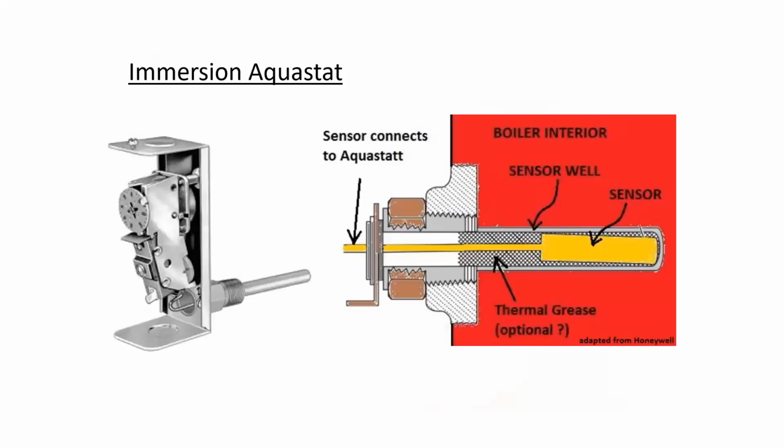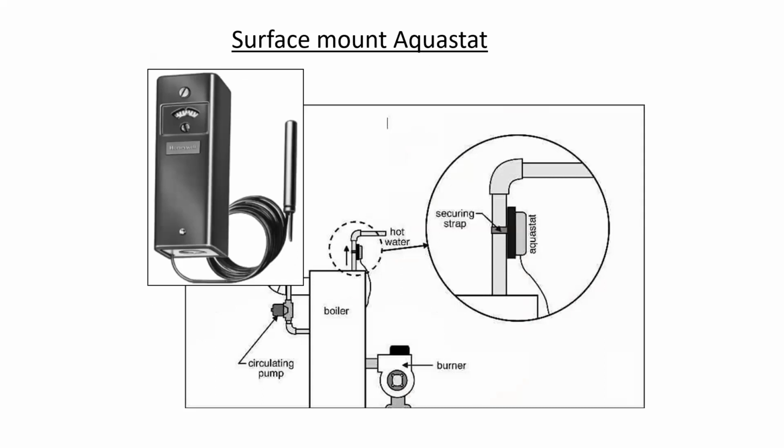We have immersion aquastats, which are intended to be actually immersed around the interior water of the boiler system. And we have surface mount aquastats, which are really no different from any other type of temperature sensing switch. In this case, they are strapped very securely to the outgoing pipe of the boiler system.